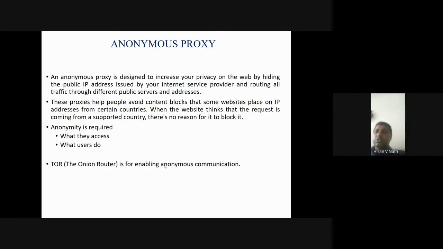These proxies help people avoid content blocks that some websites place on IP addresses from certain countries, where the website thinks that the request is coming from an unsupported country, and there is no reason to block it. So anonymity is required, to secure what they access and to prevent the public from knowing what they do. So it's required. There is no argument. There are reasons when anonymity is required.